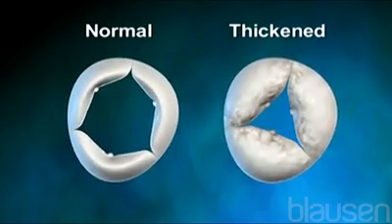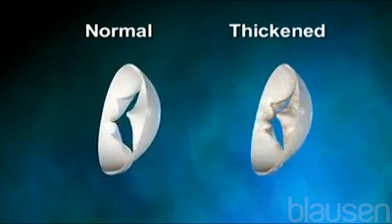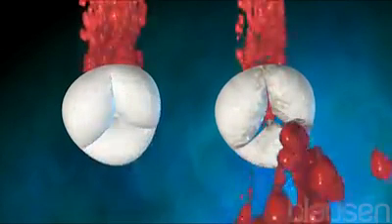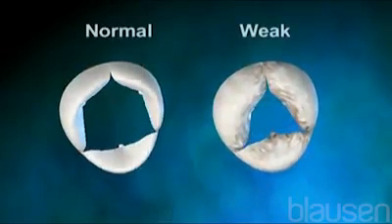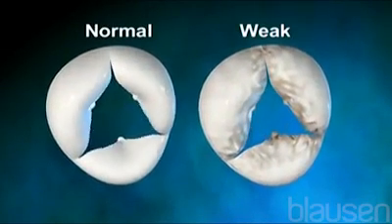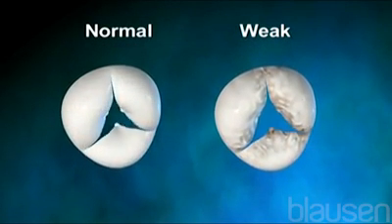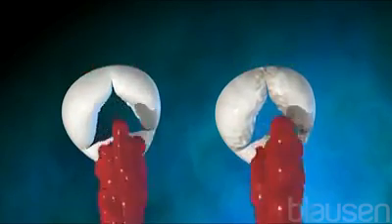Aortic stenosis is a condition whereby the aortic valve becomes narrow, stiff, or thickened. This severely blocks the flow of blood coming from the ventricle. Aortic regurgitation is a condition that arises when the aortic valve weakens and does not close completely, causing blood to flow back into the left ventricle.